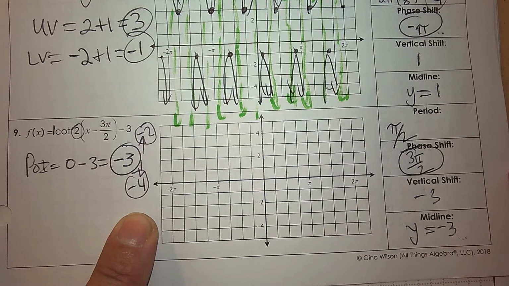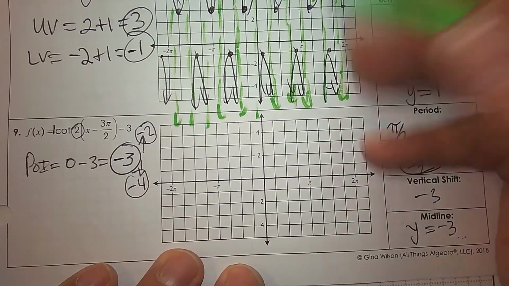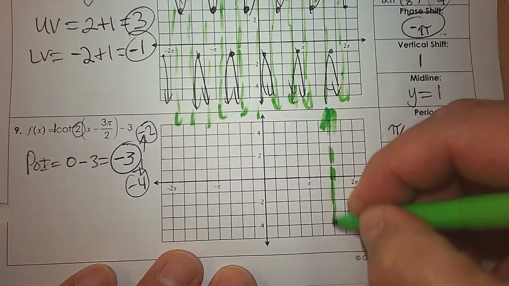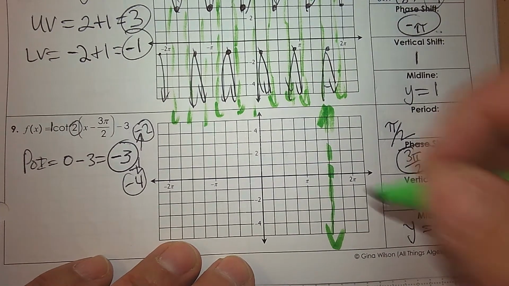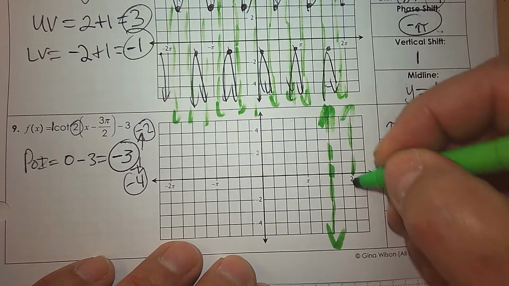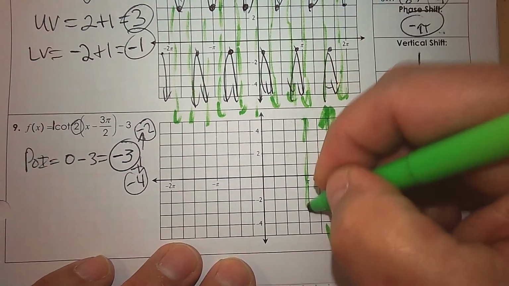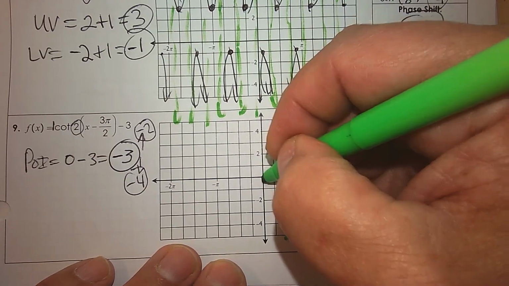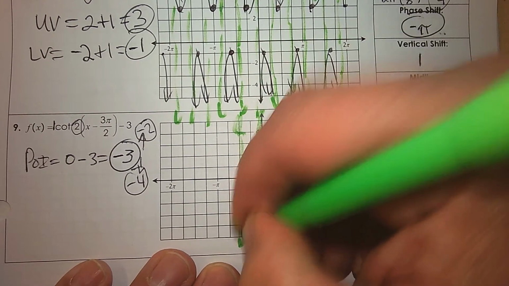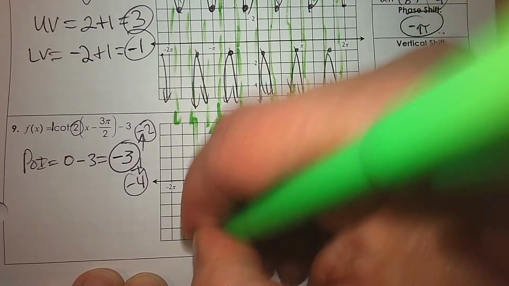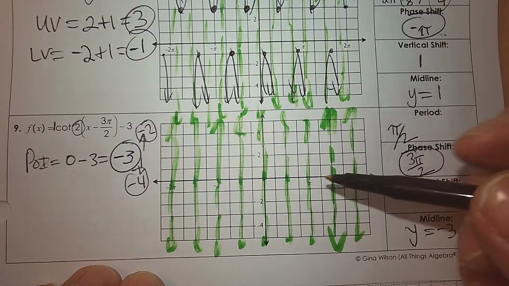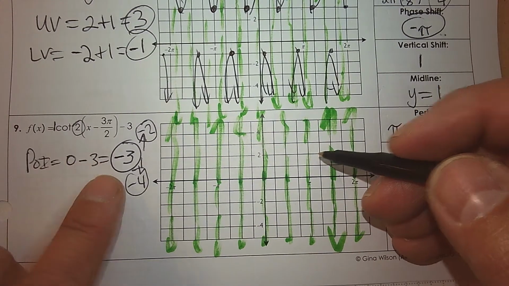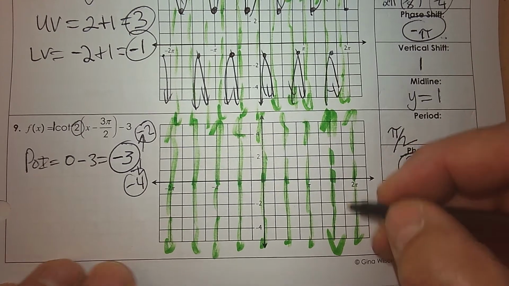Cotangent starts with an asymptote. So at 3 pi over 2, which is 1.5, we're going to have an asymptote right there. Our period is pi over 2, which is 2 boxes. So 2 boxes to the right, 2 to the left will be an asymptote. So every 2 boxes is an asymptote. Now, in between that will be points of inflection, exactly in the middle, and that will be at negative 3. So in between the asymptotes, I need to find negative 3.